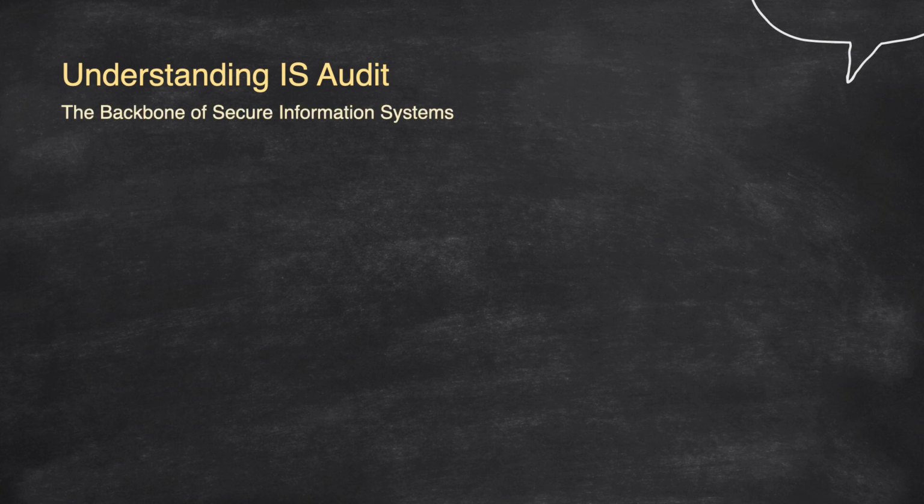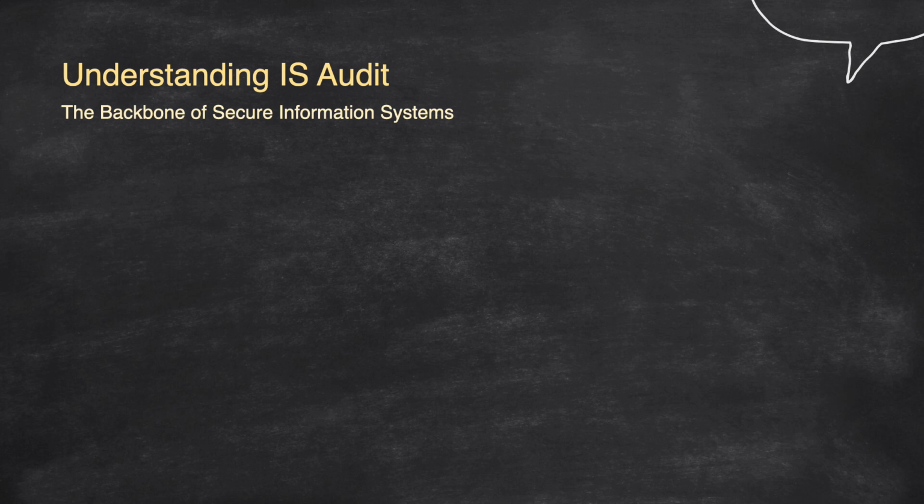Friends, understanding IS audit is crucial as it forms the backbone of secure information systems. IS audit involves examining and evaluating the systems and processes that handle data to ensure they are secure, reliable, and meet regulatory requirements. Friends, it is like checking the locks and security cameras of a building to keep it safe from intruders.